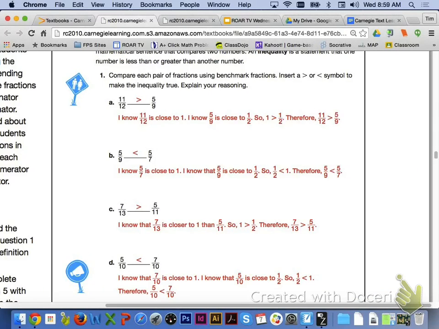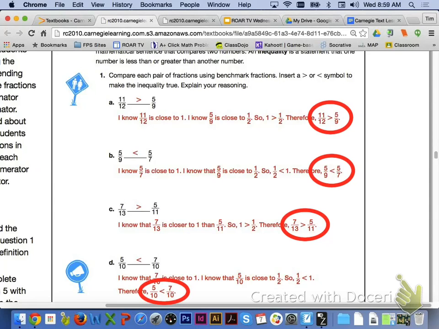If we take a look at letter A, we know that 11/12 is close to 1, 5/9 is close to 1/2, so 11/12 is going to be greater than 5/9. For letter B, 5/7 is close to 1, 5/9 is close to 1/2, so therefore I know that 5/9 is going to be less than 5/7. 7/13 is closer to 1 than 5/11, so therefore 7/13 is going to be greater than 5/11. And finally for letter D, 7/10 is close to 1, 5/10 is close to 1/2, so we should know then that 5/10 is less than 7/10.